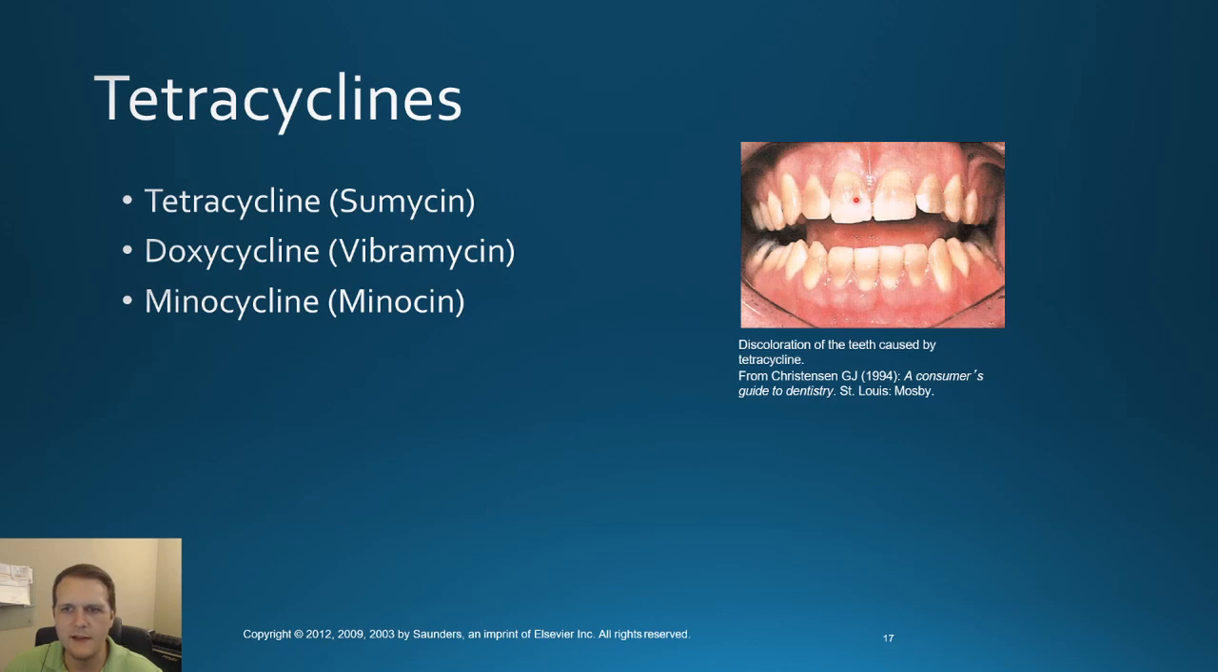Here's an example of the teeth staining. You can see here sort of a dark brown coloration. You can see here the oldest set of teeth as they came out were unaffected, but then as the drug got introduced, you start to see the tops here being more affected.